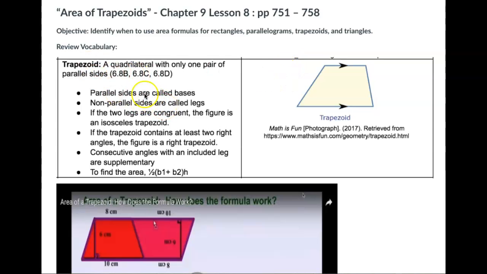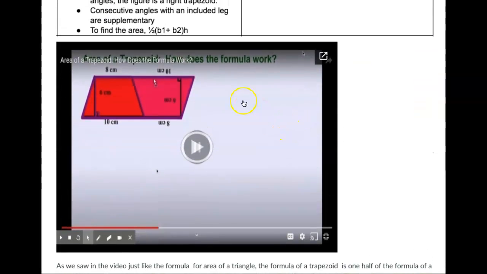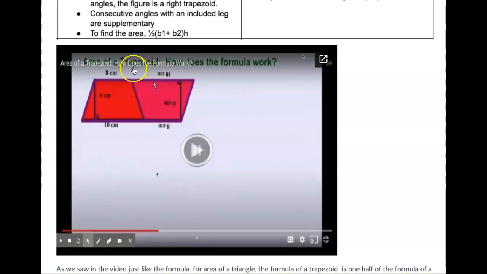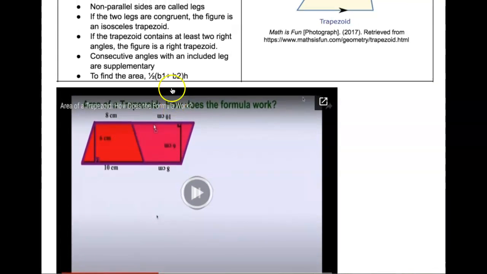All right, so this is more information about trapezoids and why the formula for trapezoids works. This video will explain that to you. The area formula for a trapezoid is 1/2 times base 1 plus base 2 times height. Very similar to that of a triangle, except if you'll notice in the picture, trapezoids have two bases, whereas triangles just have one base. There is a top base and a bottom base, and that's why you have to add both of those together.